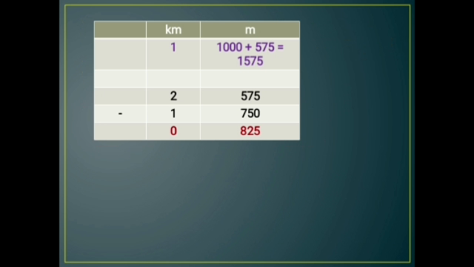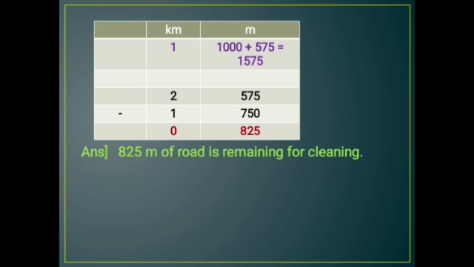So in the two columns we will draw kilometer and meter. 2 575 minus 1 750. So 575 minus 750 we cannot do, so we will borrow from kilometer. So 2 becomes 1 and 1 kilometer becomes 1000 meter. 1000 plus 575 is equal to 1575. So 1575 minus 750 is 825, and 1 minus 1 is 0. So 825 meter of road is remaining for cleaning.